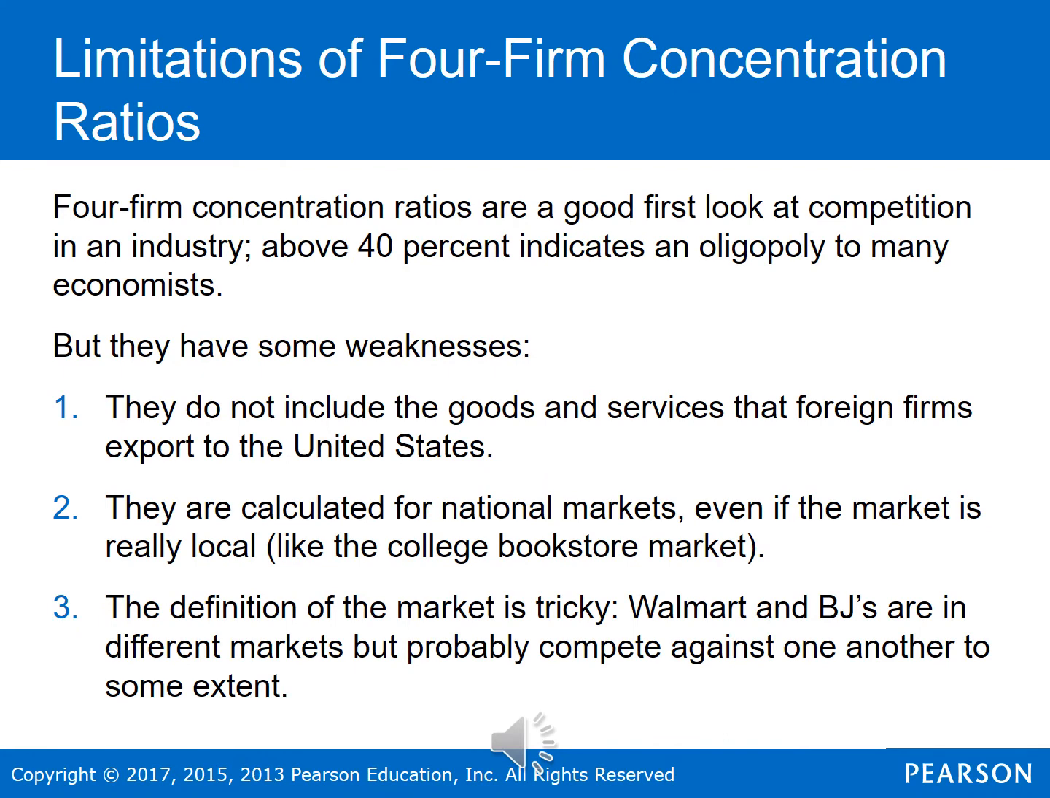Four-firm concentration ratios are a good first look at competition in an industry. They can give us a quick and easy-to-find number to say if it seems to be competitive or not. Remember, above 40% indicates an oligopoly to economists. But they have some weaknesses. First, the four-firm concentration ratios do not include the goods and services that foreign firms export to the United States. Second, they are calculated for national markets, even if the market is really local. And third, the definition of a market is tricky. Walmart and BJ's, for instance, are in different markets, but sometimes compete against each other to some extent, because there's an overlap in the goods and services they offer.